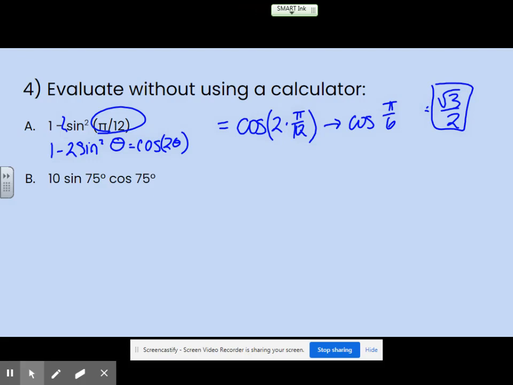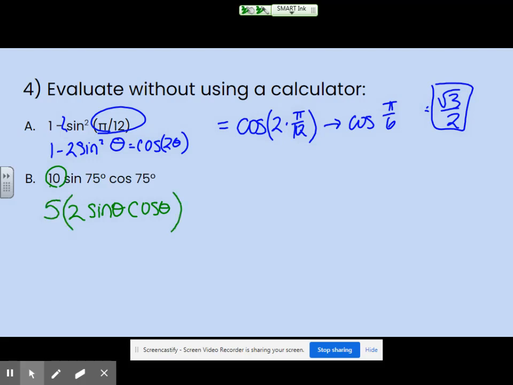All right, let's look at that last one. This one makes me pause for a second, because I'm not used to seeing a 10 out in front. I know that it kind of looks like my sine double angle identity, where I have 2 sine of a theta times cosine of a theta, but now I have a 5 being multiplied in the front.